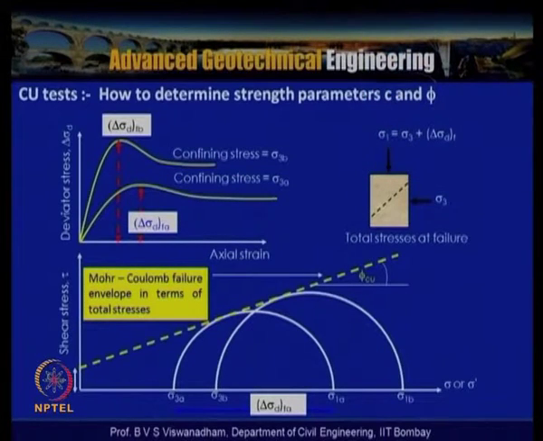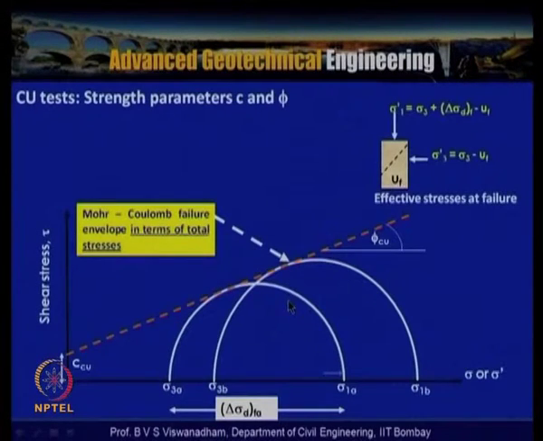In the CU test, basically to determine the shear strength parameters, we can get total strength parameters as well as effective strength parameters. For the first case shown here, the total strength parameters are obtained with two confining pressures, sigma 3a and sigma 3b, and two circles. When the envelope is drawn, this is the Mohr Coulomb envelope for the total stresses and this is the Mohr circle. Depending upon the variation of the pore water pressure, we can get the Mohr circles accordingly, positive or negative.